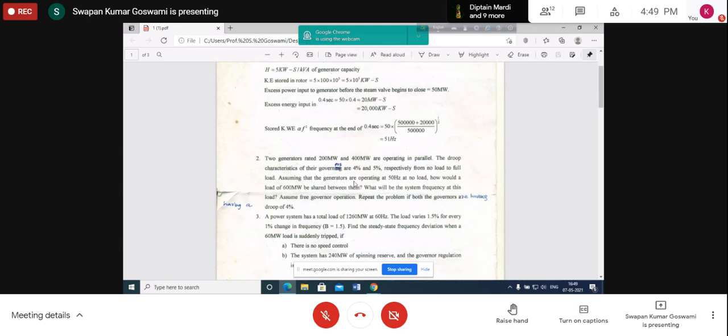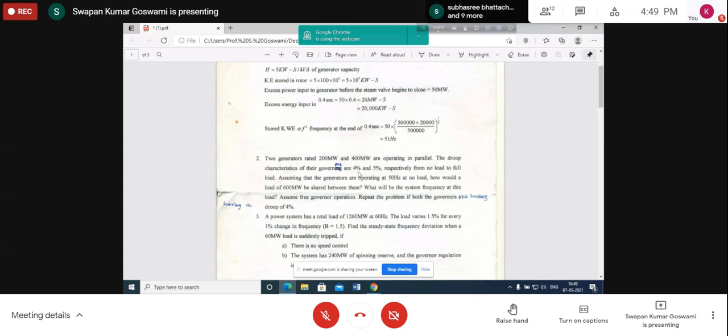Now, assuming that the generators are operating at 50 hertz at no load, how would a load of 600 megawatt be shared between them? What will be the system frequency at this load? Assume free governor operation. Then you have to repeat for some other condition when both have equal group of 4%. Now let us understand the problem. Two generators rated 200 and 400 megawatt are operating in parallel and their group characteristics are given as 4% and 5%.